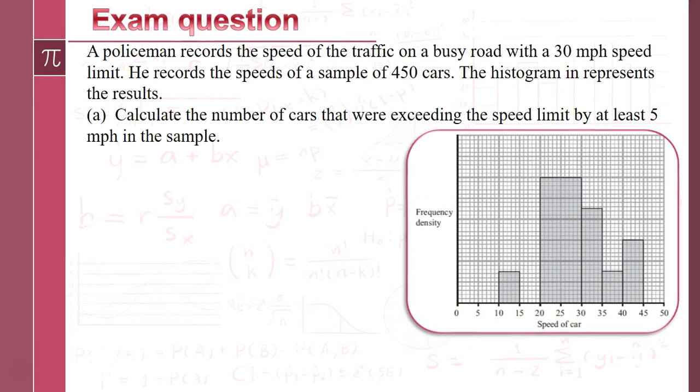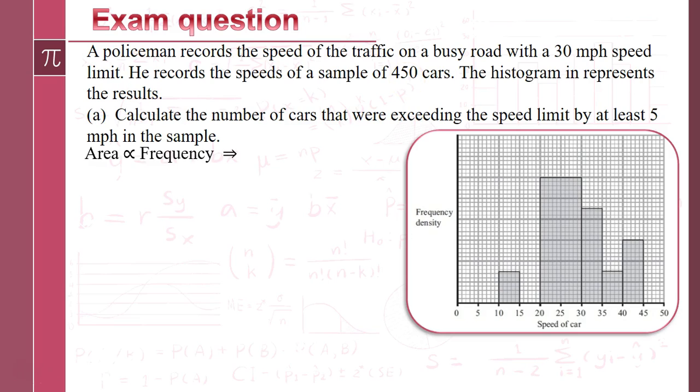So here we've got an exam-style question. We've got traffic on a road, and we're talking about the speeds. And again, you'll notice we've got frequency density at the side here, but we've got absolutely no indication of scale. Sometimes you might get told the number of pieces of data in a particular bar, but we haven't got that. The only thing we've got is we know we've got a total of 450 cars. So that's what we're going to have to work with.